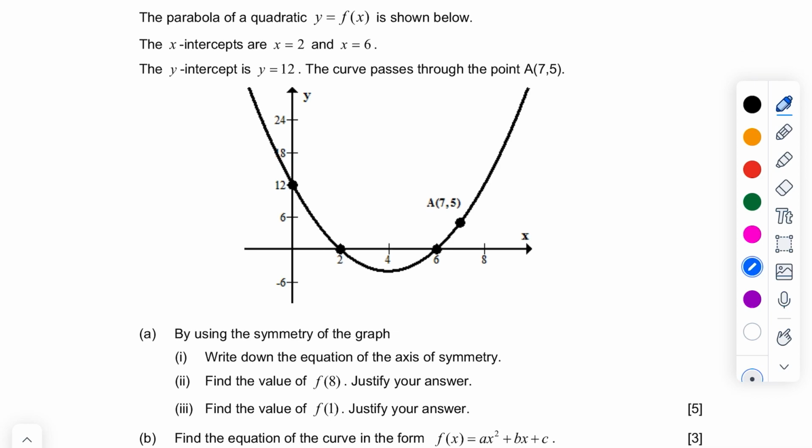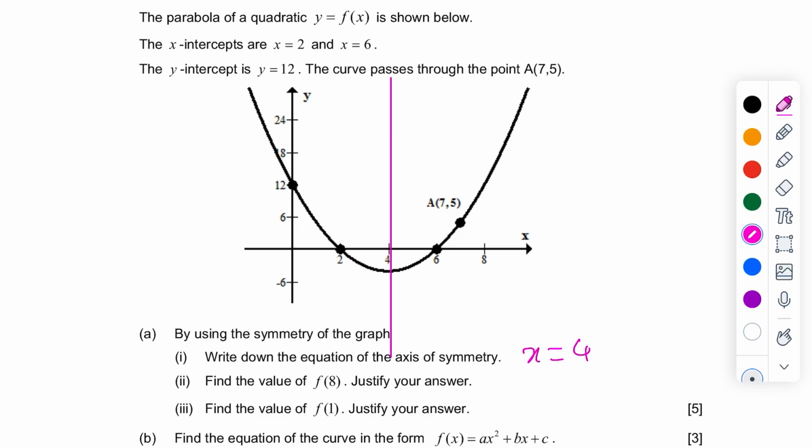Question number 6. The parabola of the quadratic y equals f of x is shown below. The x-intercepts are x equals 2 and x equals 6. The y-intercept is 12. The curve passes through 7, 5. By using symmetry, write down the equation of the axis of symmetry. Axis of symmetry will be exactly in between. So which is going to be equal to nothing but what? x equals 4. Write down the value of f of 8.